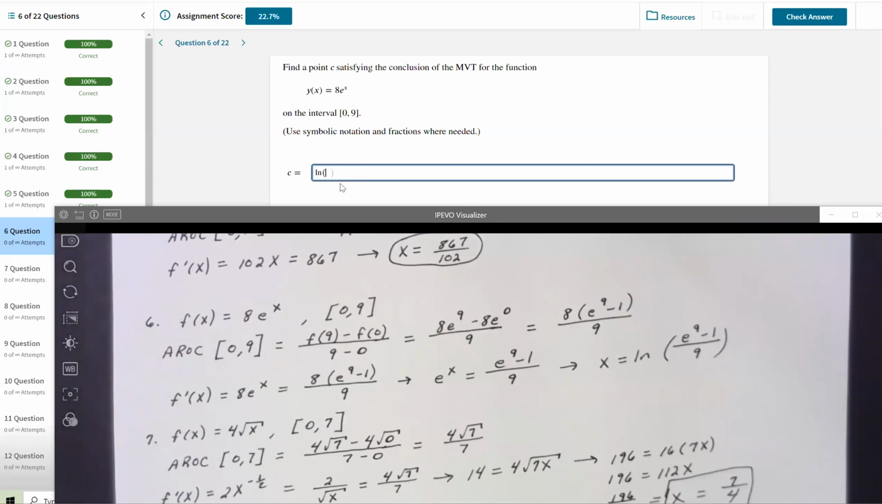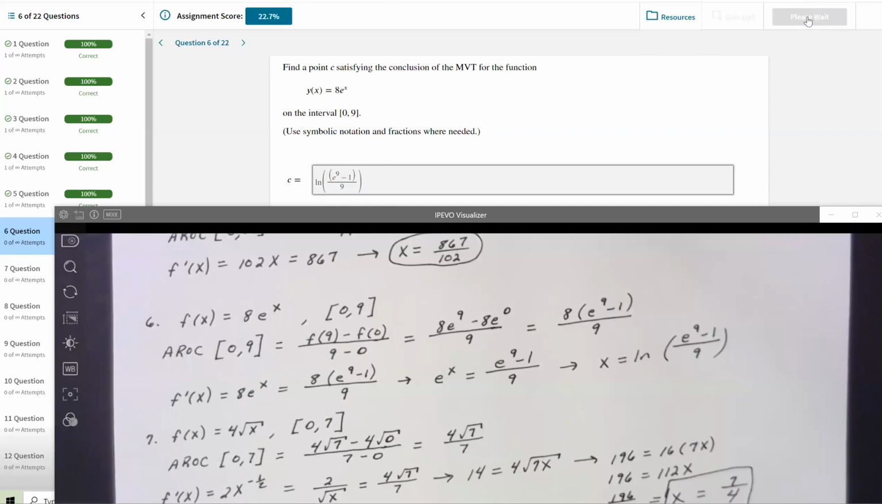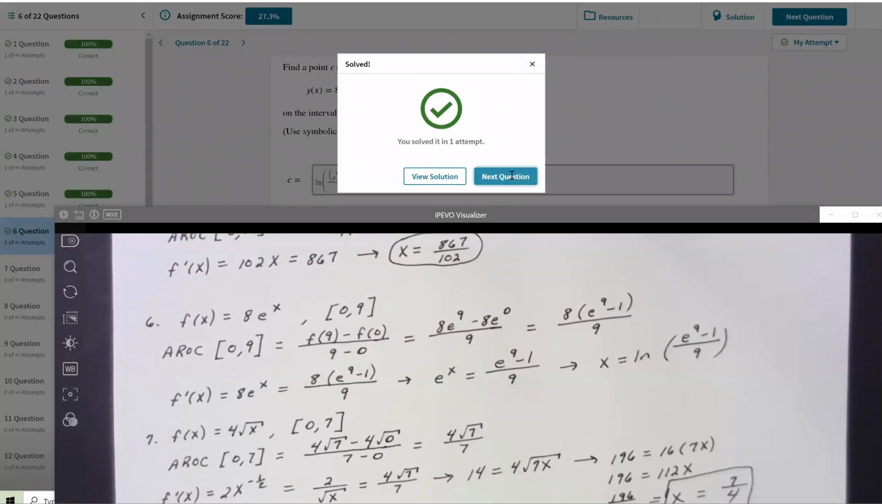We have the natural log of the group e raised to the 9th power, and then minus 1. Close that. Mercy. I will get it right, guys. I promise. Minus 1. Close that numerator. We're dividing that. And I should have just used the division sign within the system. It would have been easier. This should be correct, though. We have the natural log of e to the 9th minus 1 over 9. Check answer, and it's saying correct.